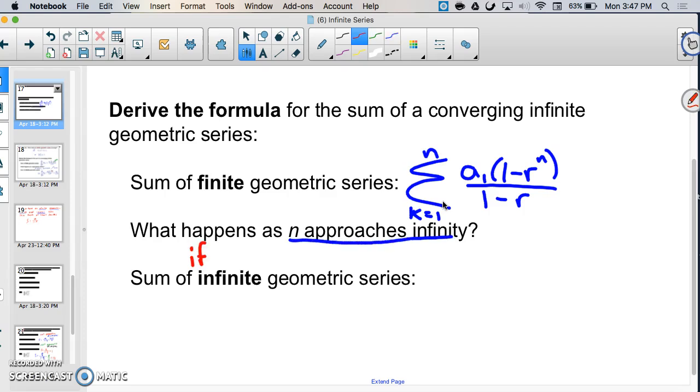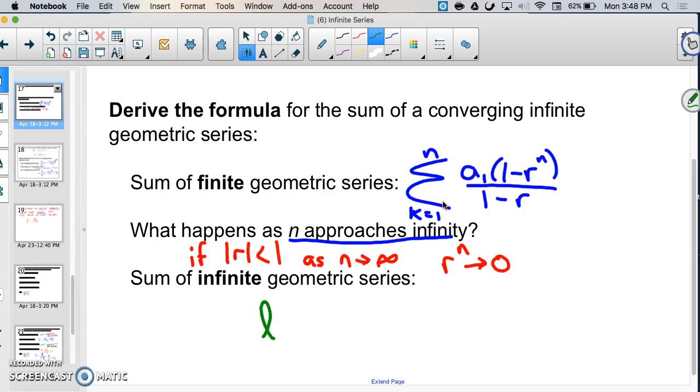If the absolute value of our common ratio is less than 1, so if it's a fraction, as n goes to infinity, as it's getting bigger and bigger, what's going to happen to r^n? Say we've got 1/2 raised to a huge power. That's going to get super tiny, so r^n is going to 0.